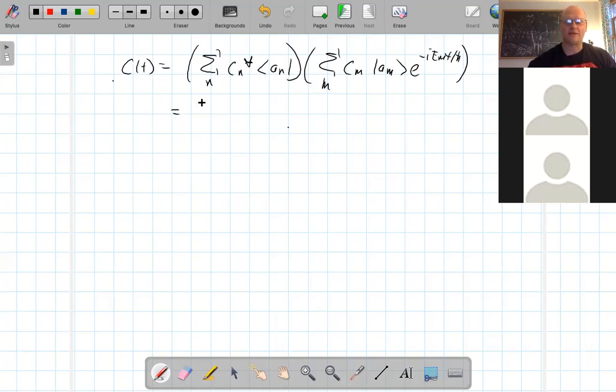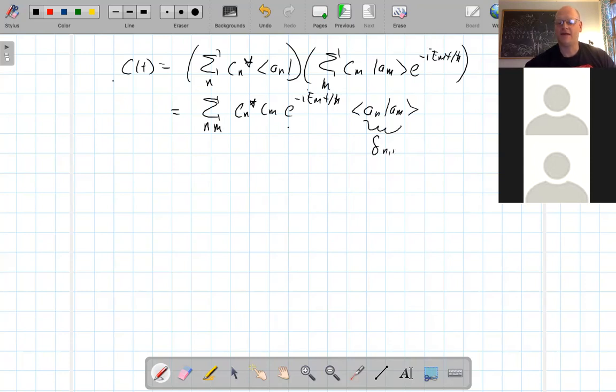So this then is going to be equal to the sum over m and n of Cn star Cm e to the minus i EmT divided by h bar, inner product between An and Am. But this is simply equal to delta nm. So if I take a sum over this, that portion is going to cause all of the n's to be equal to m's, or m's to be equal to n's, whichever sum you want to do. So this then becomes simply the sum over n of the modulus of Cn squared e to the minus i EnT over h bar.